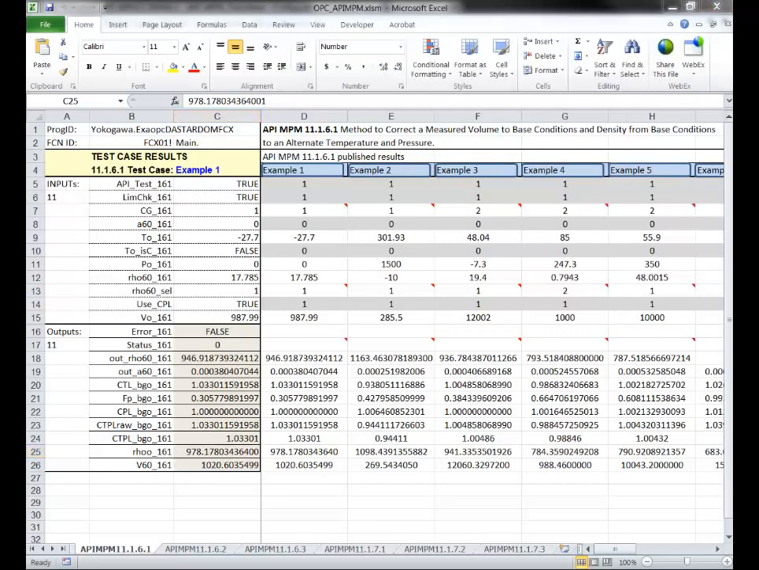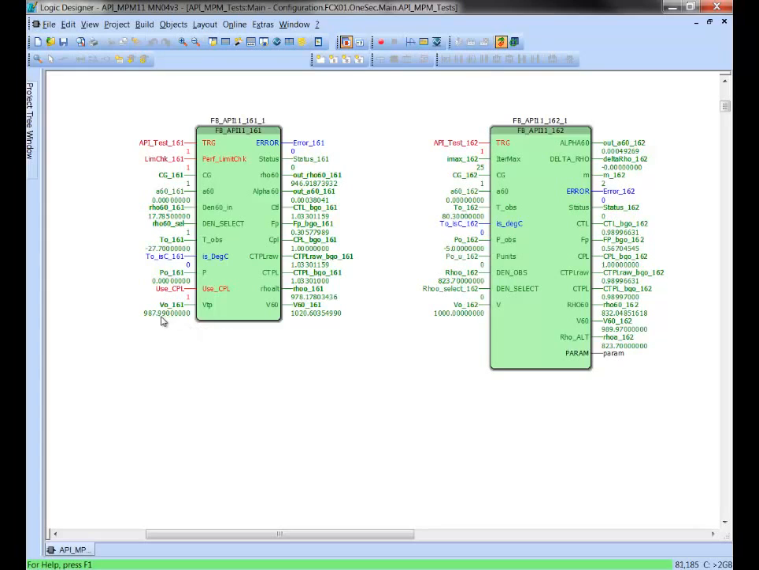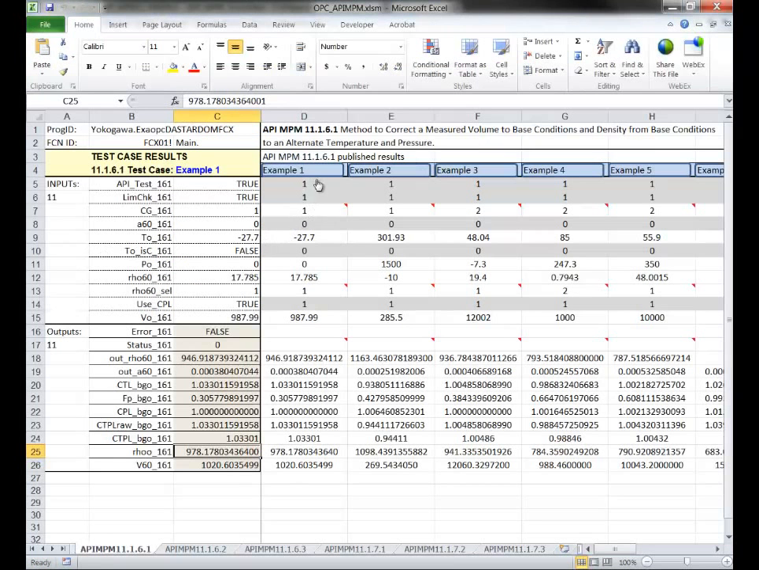If I then go out to the engineering environment, I can look at this. You can see indeed the volume input changed to 987.99, and the density at observed conditions corrected to customary base conditions, which is 60 degrees Fahrenheit in the United States, is 1020.6035499. So it's a perfect match. We can go through these individually at your leisure. I guess I can do that for you. I'll push this, and you can see that example 1 perfectly matches.